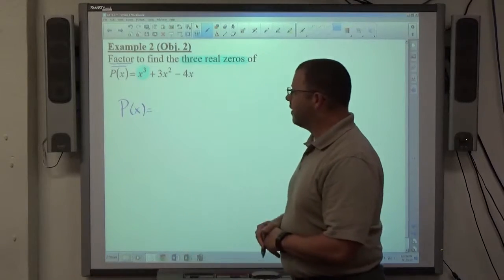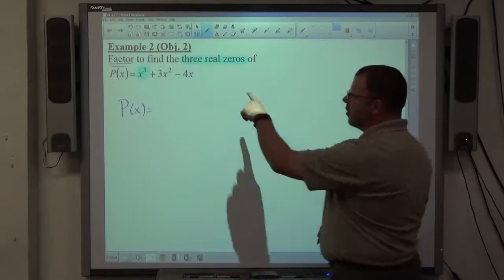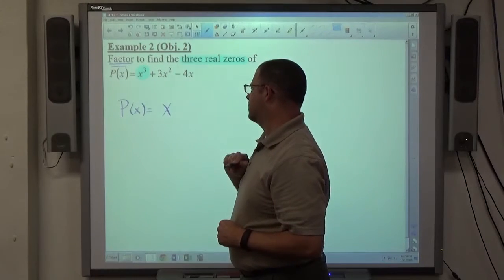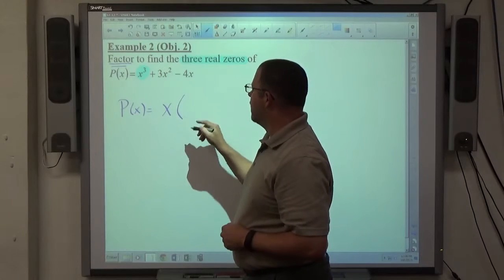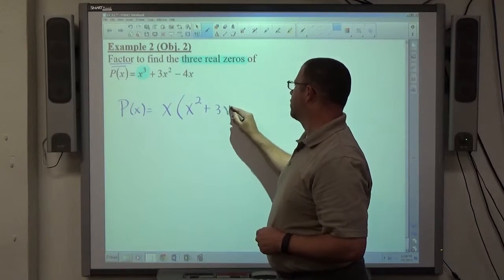The first thing in factoring that we always do, first thing we always look for is a greatest common factor. And since there's no constant, every term contains x, so I can factor an x out of the expression. If I take an x out of each term, I'm left with x squared plus 3x minus 4.